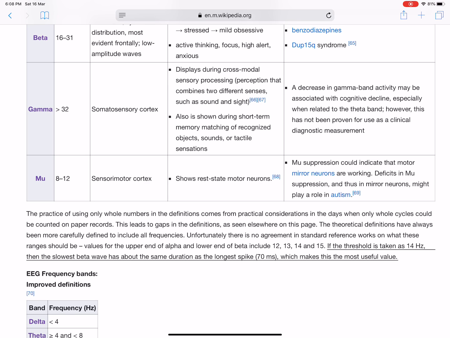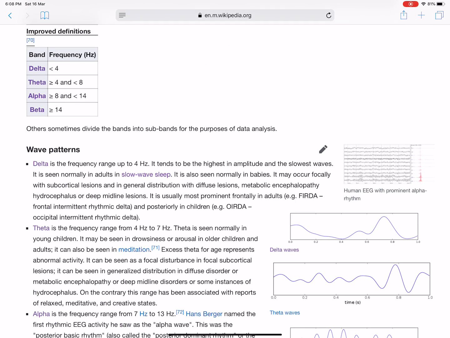EEG frequency bands, improved definitions. Band, frequency in Hertz. Delta, less than 4. Theta, greater than or equal to, and less than. Alpha, greater than or equal to, and less than. Beta, greater than or equal to. Others sometimes divide the bands into sub-bands for the purposes of data analysis. Human EEG with prominent alpha rhythm wave patterns. Delta waves.